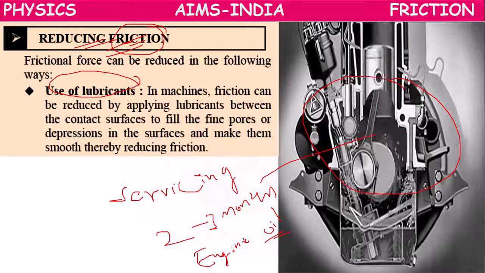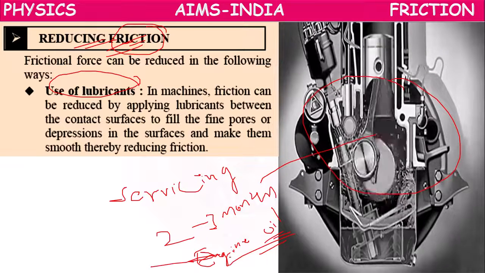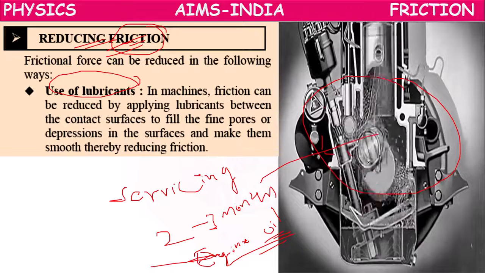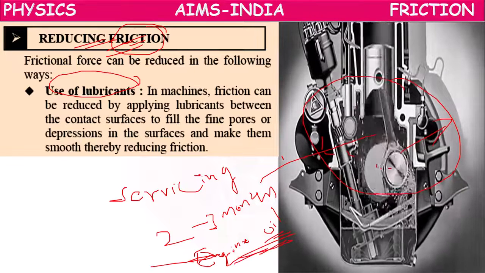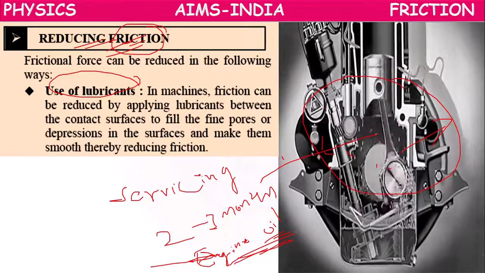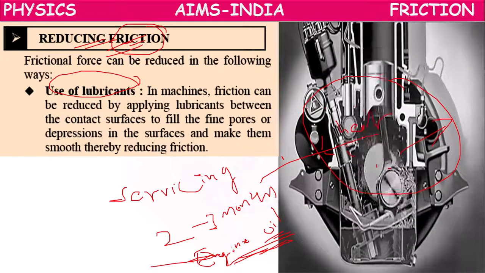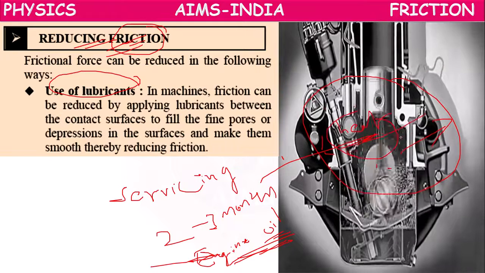Why this engine oil? If the mechanic replaces the engine oil, it goes in between the machinery parts and it will reduce the friction between the machinery parts, and the machinery parts won't get damaged because of this smoothness. Otherwise, they will become rough. Heat will be produced between the machinery parts and they will wear out. They will get damaged. So we will make use of some lubricants.